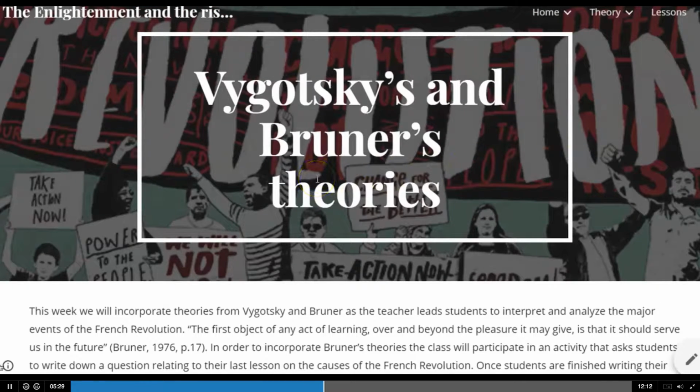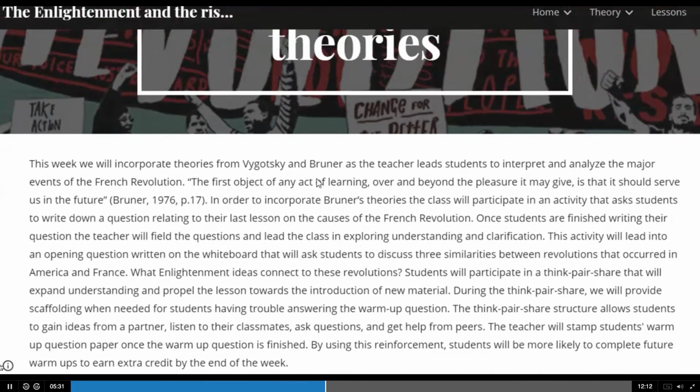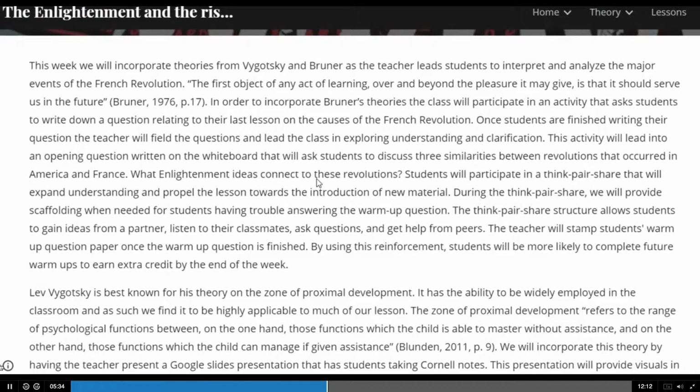In our fourth week, we focus on Vygotsky and Gagne. Vygotsky's concept of the zone of proximal development refers to the range of psychological functions between, on the one hand, those functions which the child is able to master without assistance, and on the other hand, those functions which the child can manage if given assistance. It is argued that instruction may lead development if and only if instruction assists the child in promoting the differentiation of the learning neoformation.